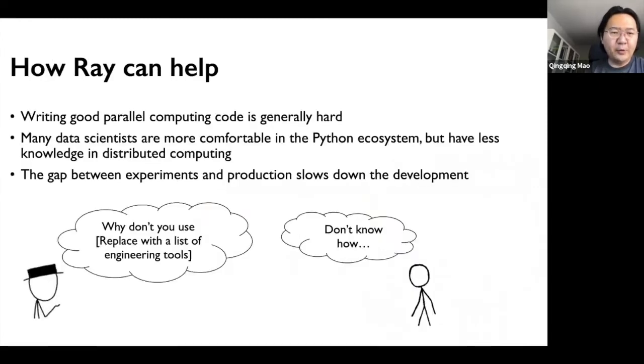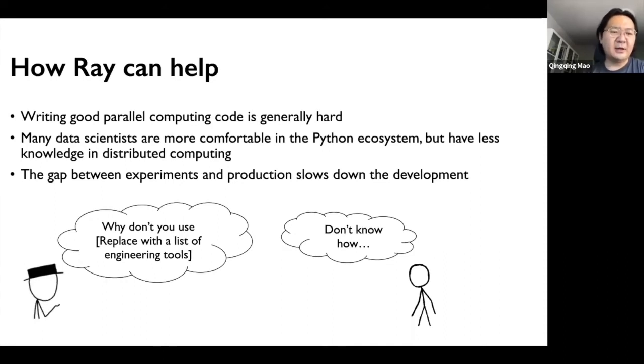So how can Ray help here, right? Let's just be honest here. For many of these data scientists, writing good parallel computing code is still generally hard. That's just a fact, especially since you have data scientists at different levels. In the old days, a lot of data scientists were really senior people with a lot of computer science background. That makes it a little bit easier there.